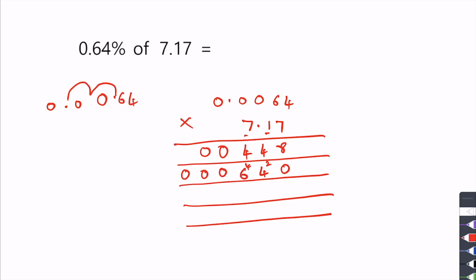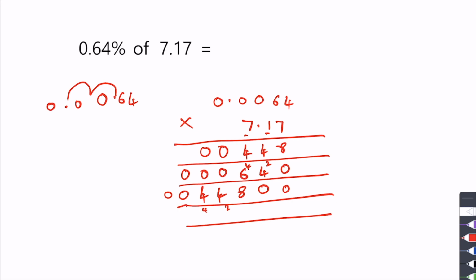Then I move to the 7. So I have to have 2 zeros there. 7 times 4 is 28, carry my 2. 7 times 6 is 42, add the 2, which is 44. 7 times 0 is 0, add my placeholder 4 there, my carryover rather. 7 zeros are 0, and 7 zeros are 0.